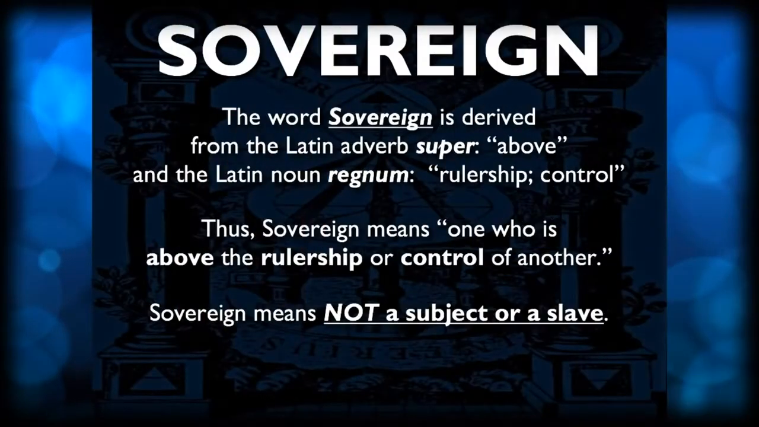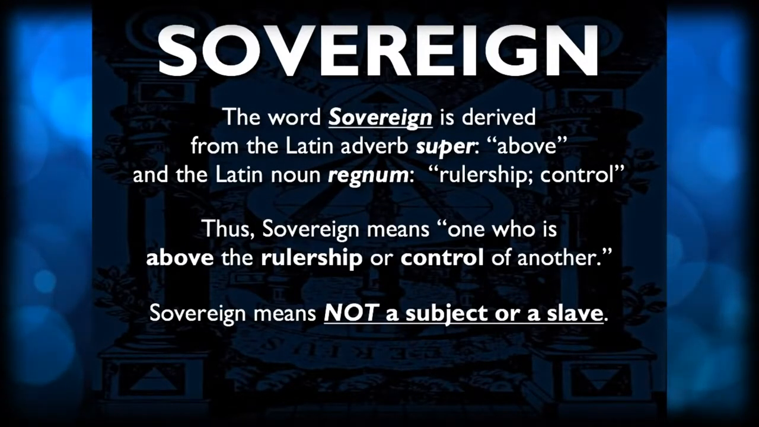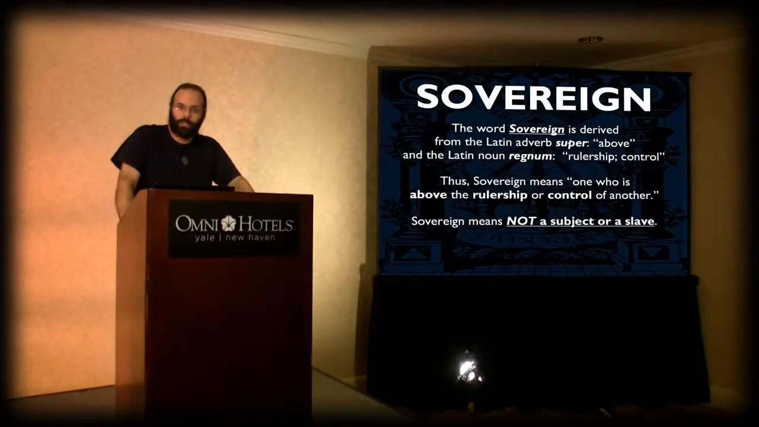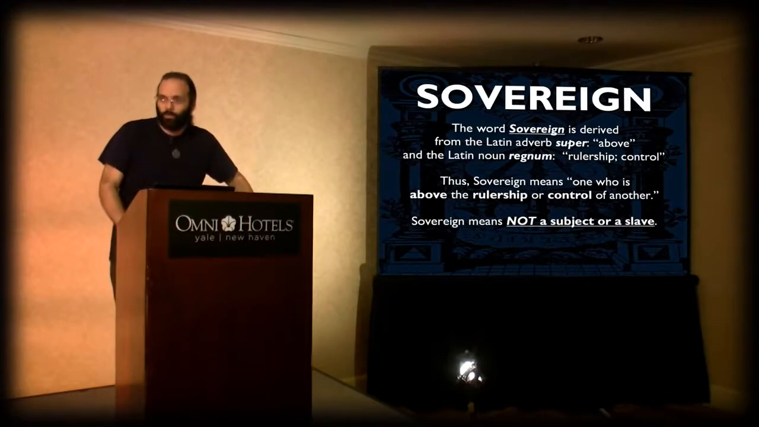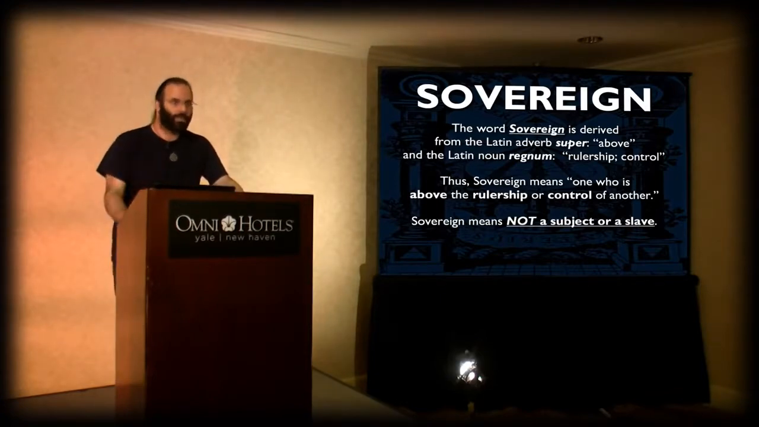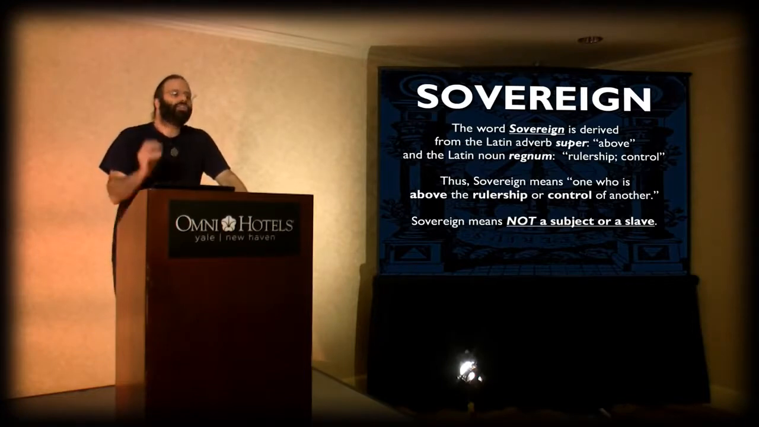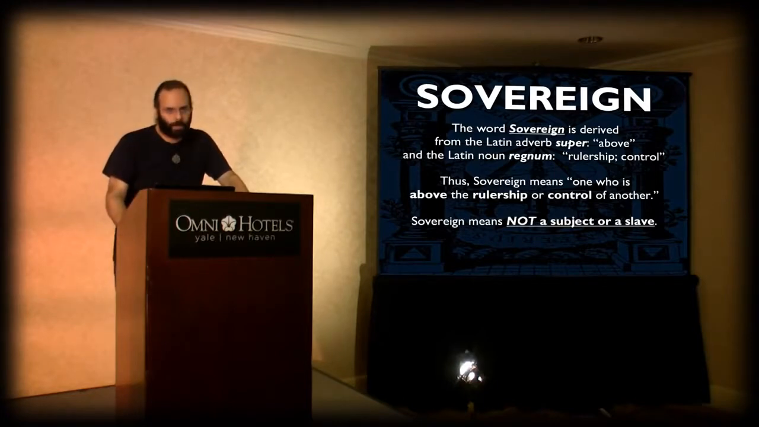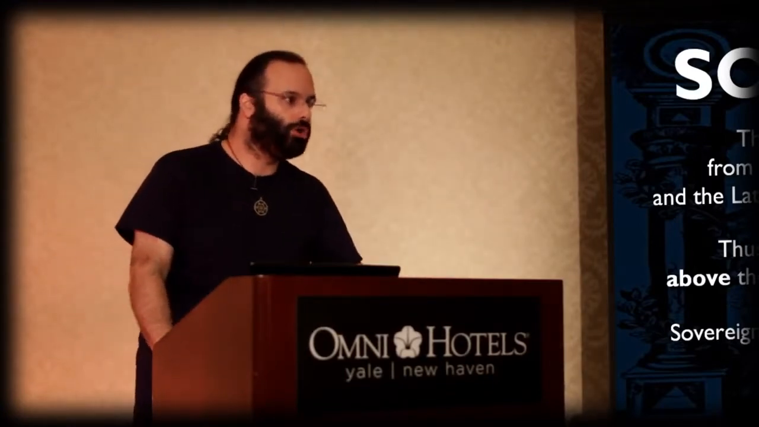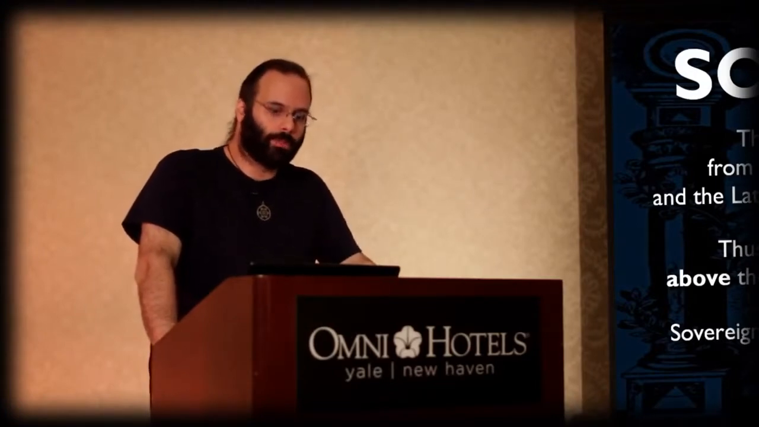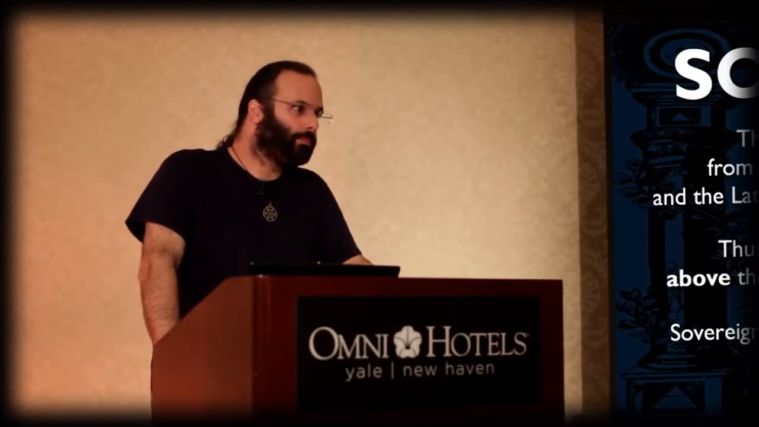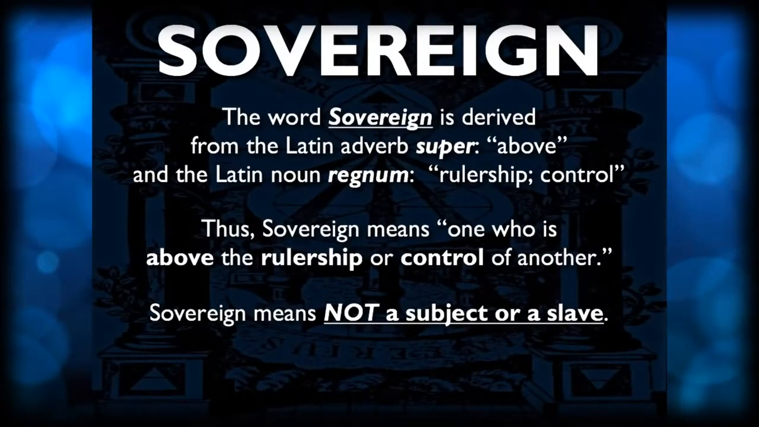The Latin noun regnum comprises the second part of the etymological root of this word. Regnum comes from rex, regis in Latin. It means king. So regnum was the king's rulership. Regnum means his reign. It's where the word reign comes from in English. It means rulership or externally imposed control. Not control in the context of, I'm going to control my emotions, I'm going to control my behavior. No. It means I'm going to control you externally by imposing my will over your will through coercion. That's the context of rulership or control that I'm talking about here. So put them together. Super regnum, sovereign, means above or beyond externally imposed rulership or control by another.